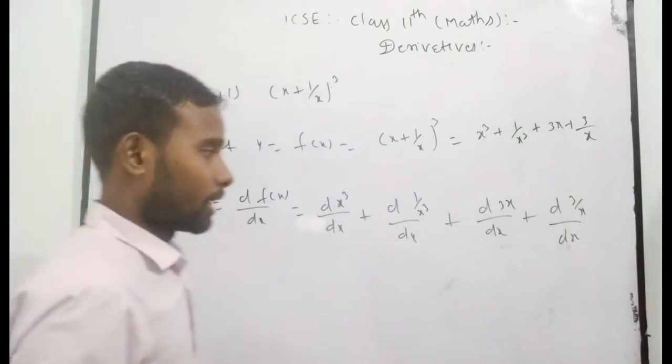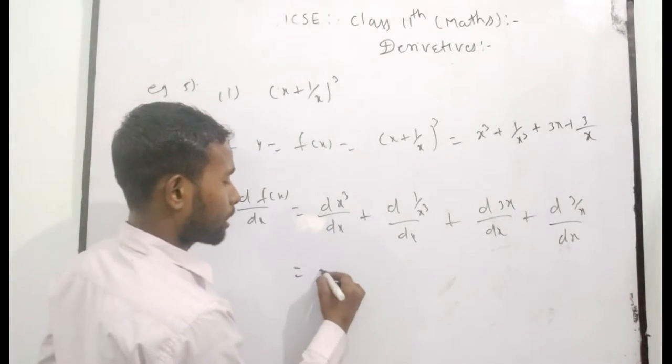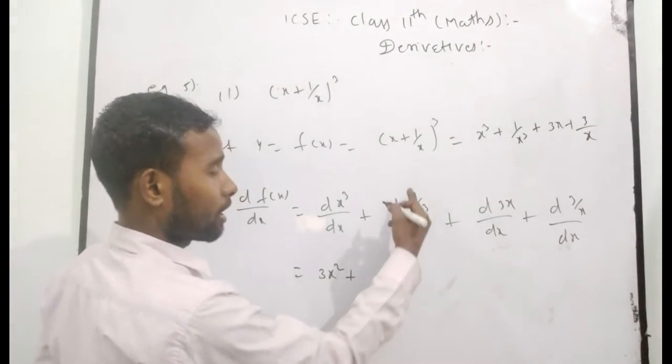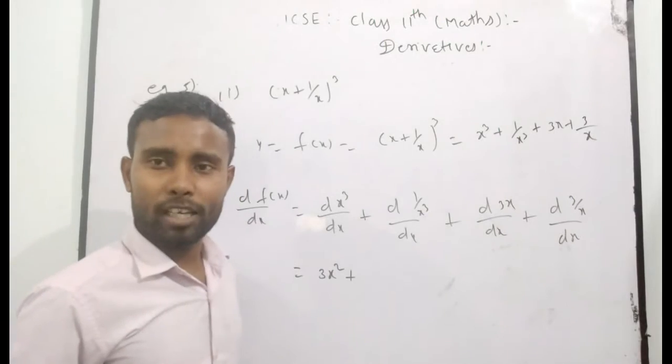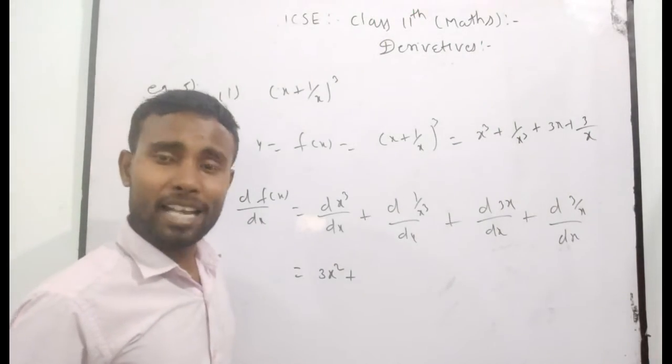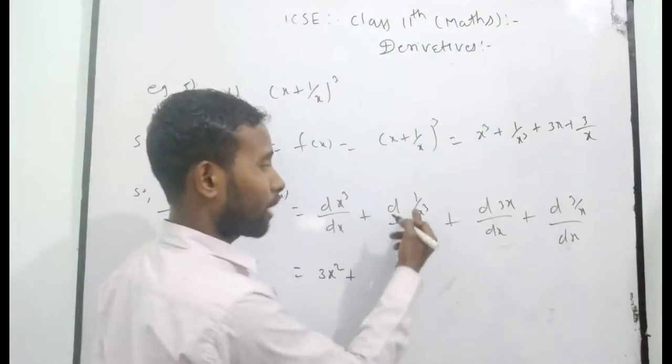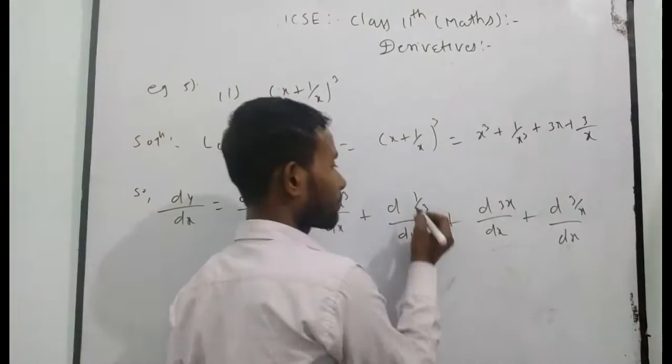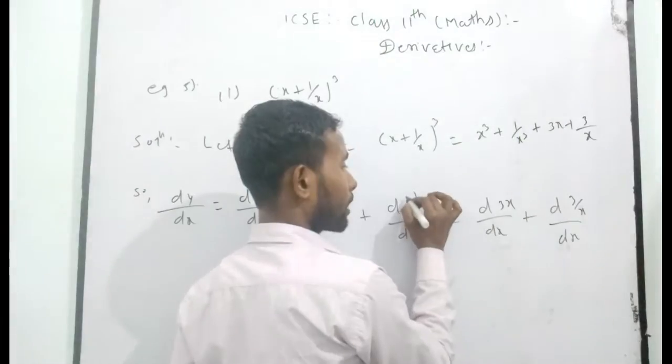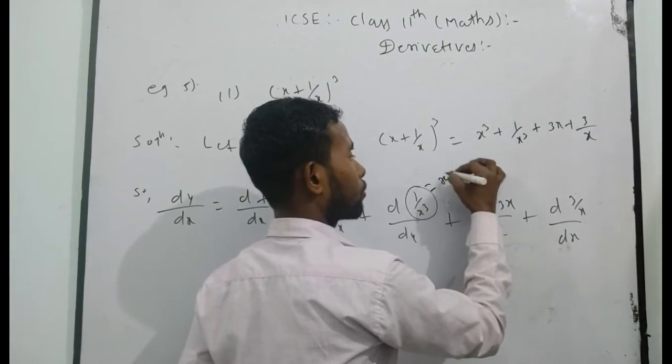Have you understood? Now the derivative of x cube with respect to x will be 3x square plus 1 upon x cube. What is 1 upon x cube? 1 upon x cube is equal to x to the power minus 3. So I want to write it directly. Can you write it? 1 upon x cube is equal to x to the power minus 3.